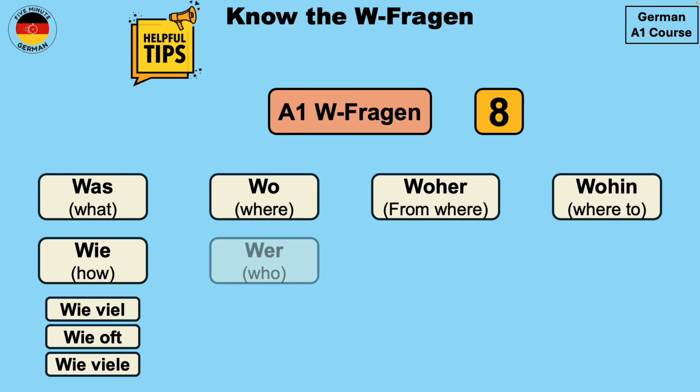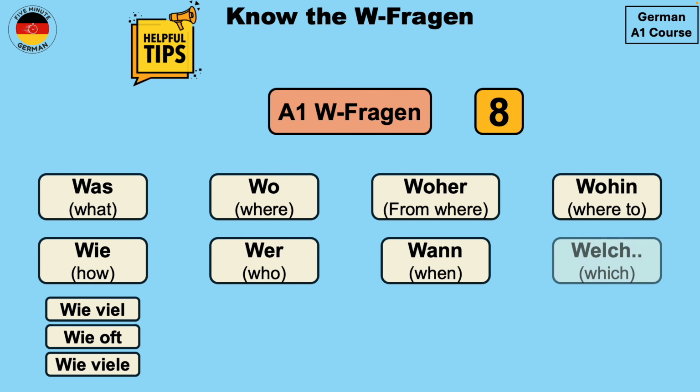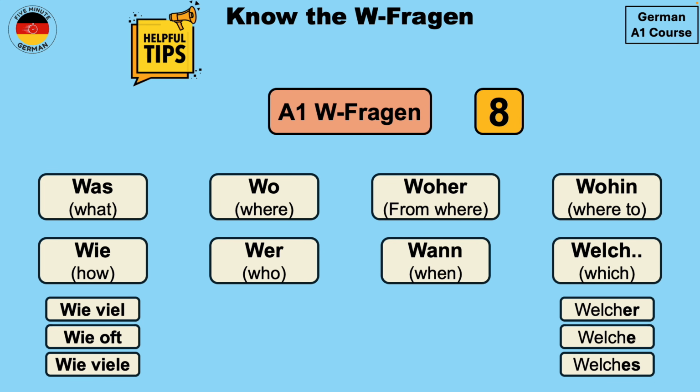Then you have wer, which means who, wann, which means when, and welch, which means which, and it has different endings depending on the noun which comes after it. For example, welcher, welche, and welches. So you should know all the W-Fragen and their meanings because depending on the word and the thema that you get, you can use one of these W-Fragen to make a question.